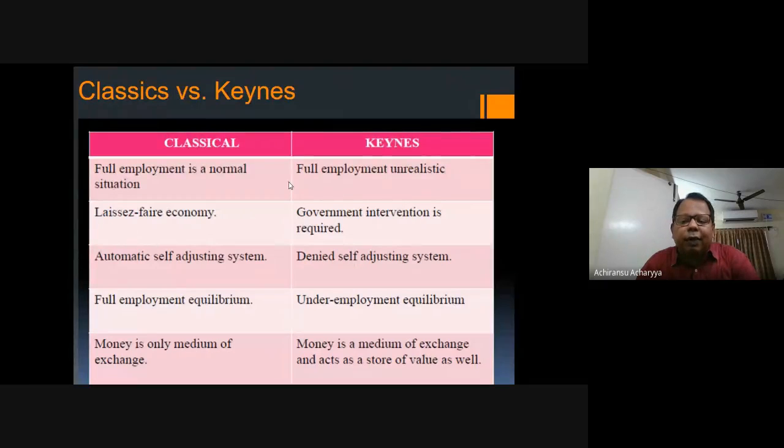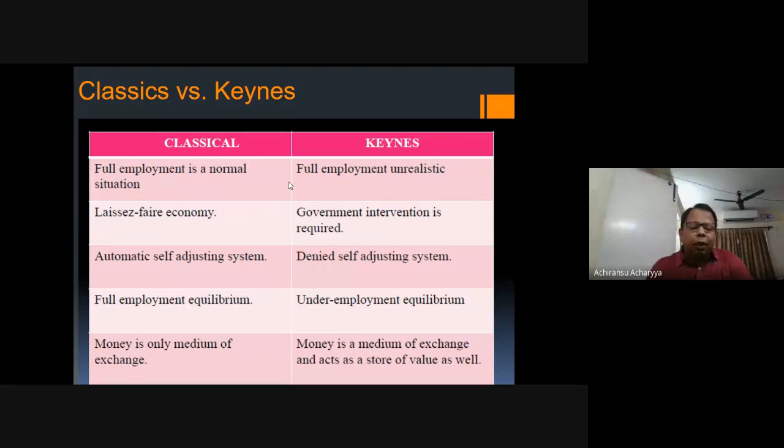Keynes said full employment is very unrealistic. Classical economics went for a free hand economy, laissez-faire economy. Keynes said government intervention is required. Classical economics talked about automatic self-adjustment. Keynes said that it's impossible to have automatic adjustments. Classical theory proposed full employment. Keynes said it's always going to be underemployment. Some people will always be unemployed.